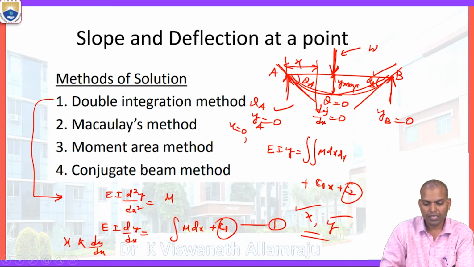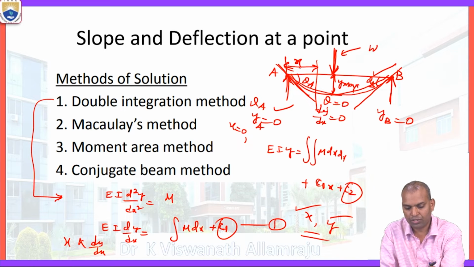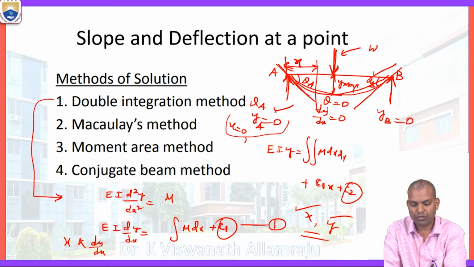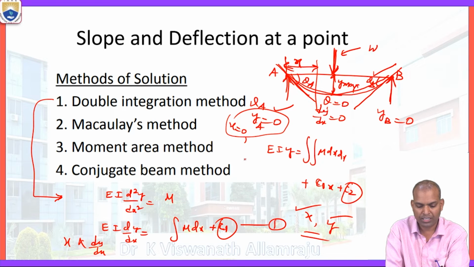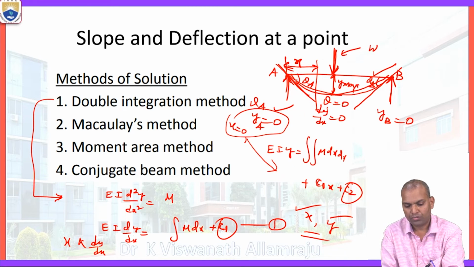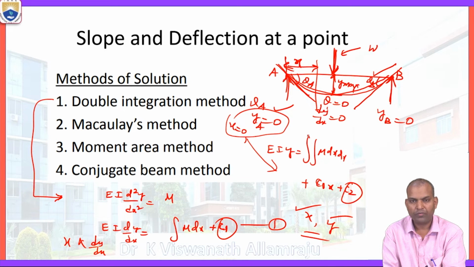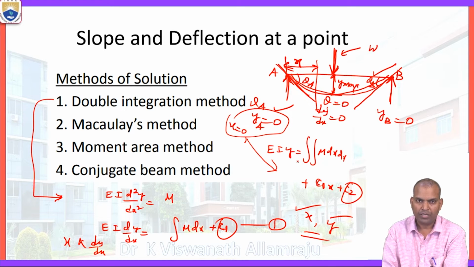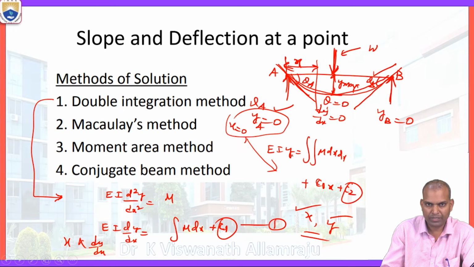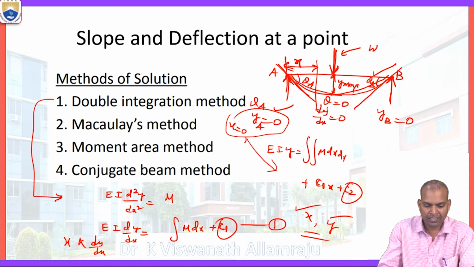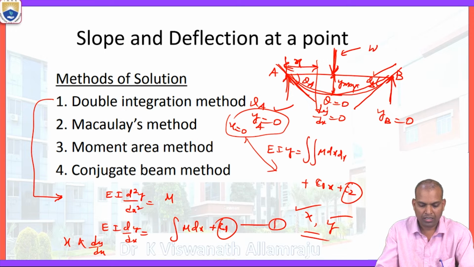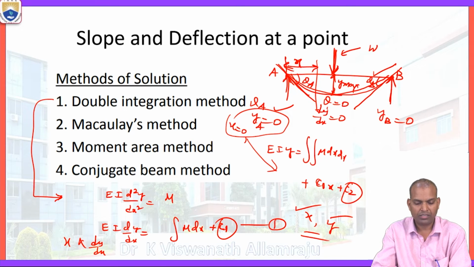At x equal to 0, y A equal to 0. That boundary condition is related to deflection. And at x equal to L by 2, what is the dy by dx? 0. So that is related to the slope condition. In that manner, we are going to calculate the slope and deflections by using the double integration method.